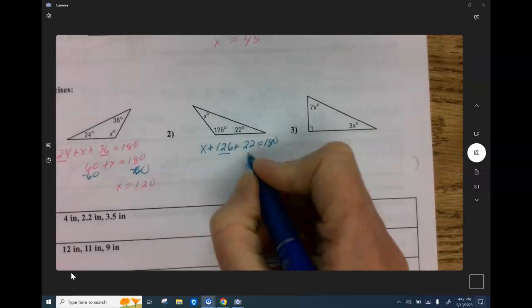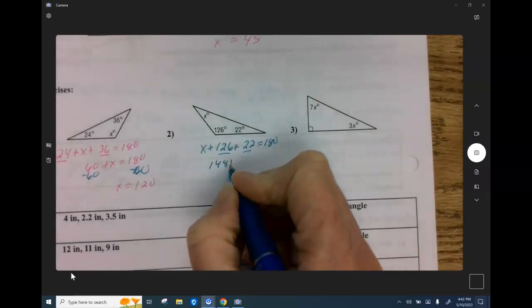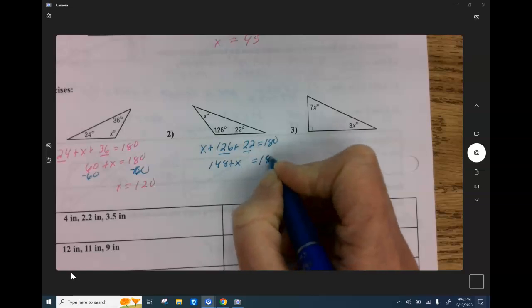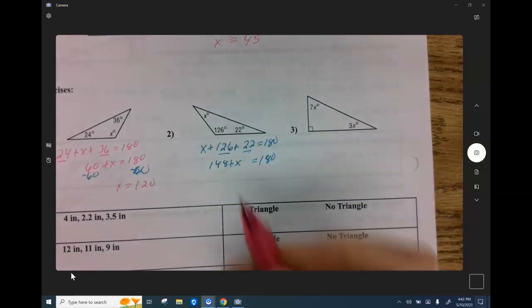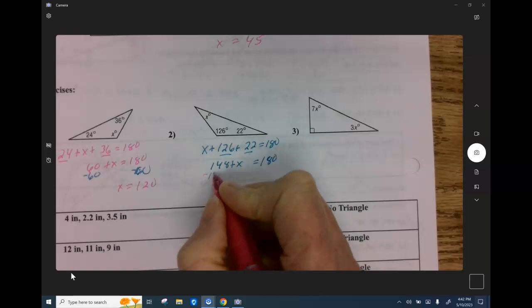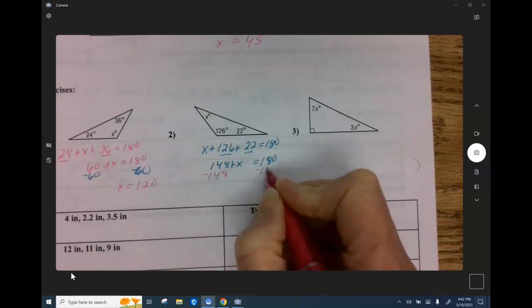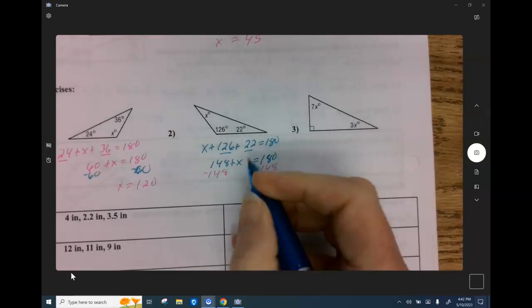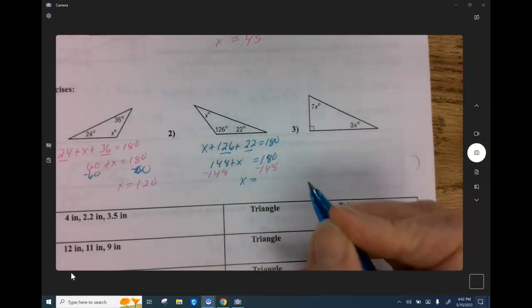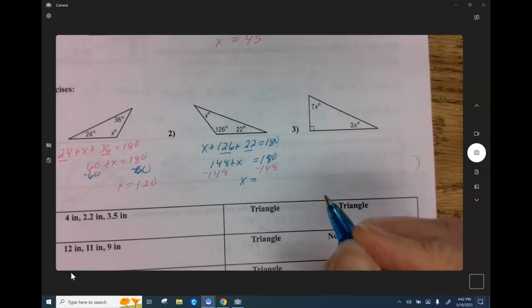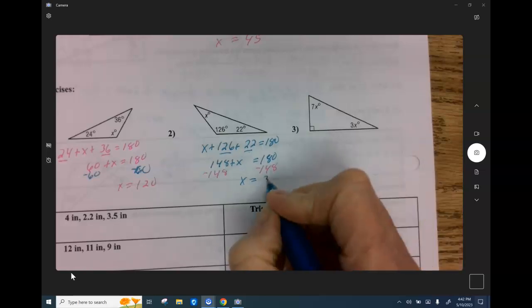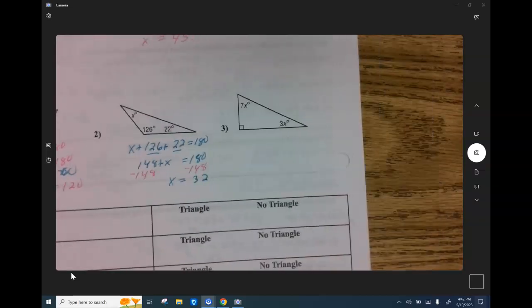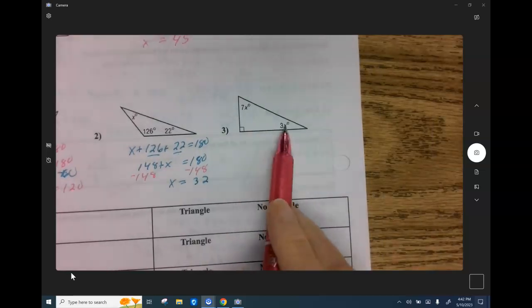So when I combine like terms, I get 148 plus x is equal to 180. So I want to solve this equation. I have a 148. I'm going to subtract 148 from both sides. And make sure you're actually keeping these sides. I know I don't draw a line right here. If you want to and it makes it easier, please do that. Now I'm going to subtract 180 minus 148. And I get 32.